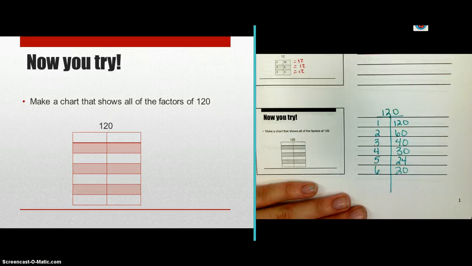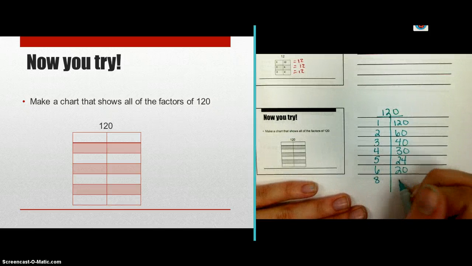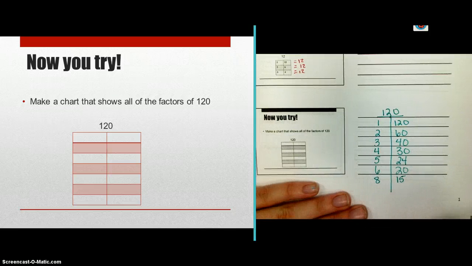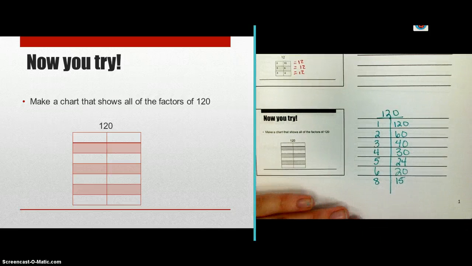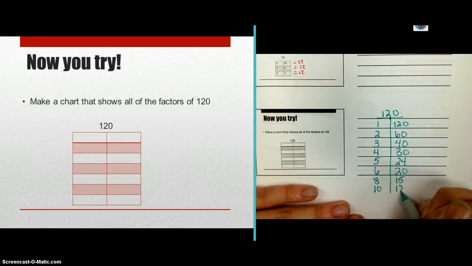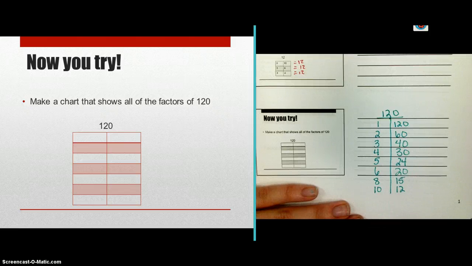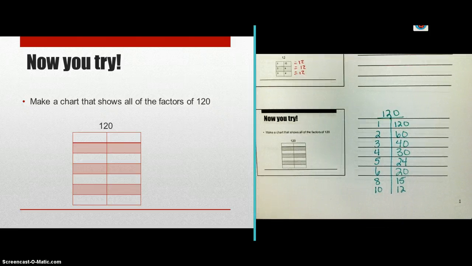7 is not divisible into 120, so 7 is not a factor. But we do have 8. 8 times 15. 9 is also not a factor, but 10 is. We have 10 times 12. You notice we have 10 and 12. The only number left is 11, and 11 is not a factor of 120, so we're done with our chart. These are all of the factors of 120.